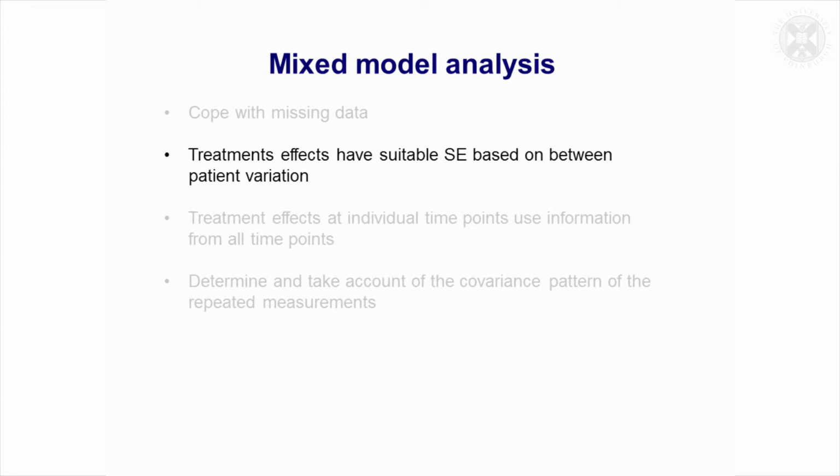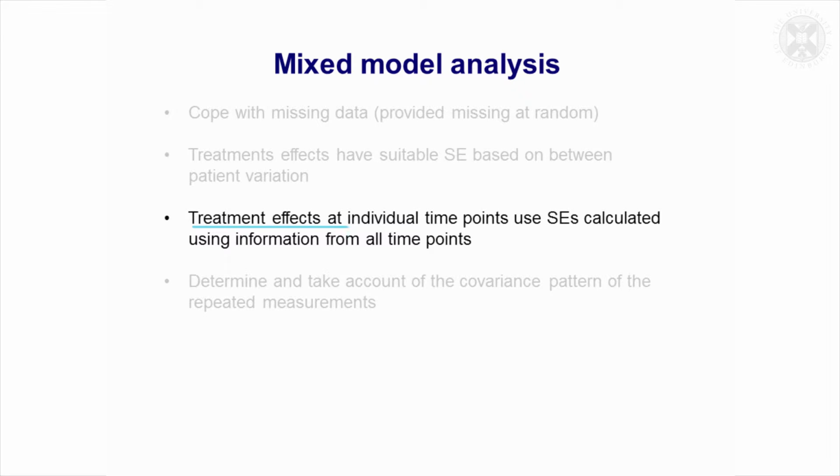And it will automatically give, I've put treatment effects here, but any sort of group, whether it's different genotypes, whatever you're comparing, they're always going to be compared against the correct unit of variation. They'll have suitable standard errors. The significance tests will also be appropriate. You can get treatment effects at each of the time points, and the standard errors and the treatment effects or the group effects are going to be based on information using all time points.